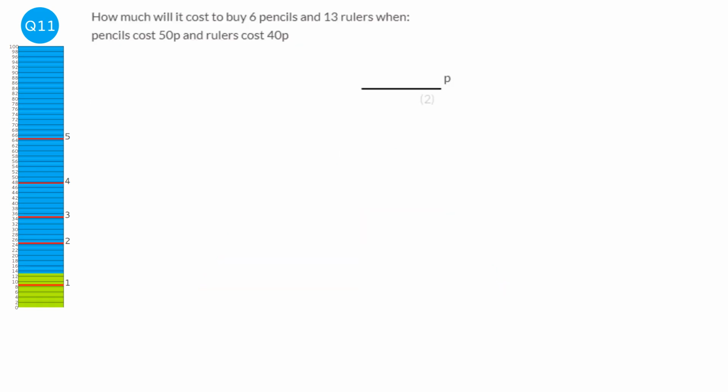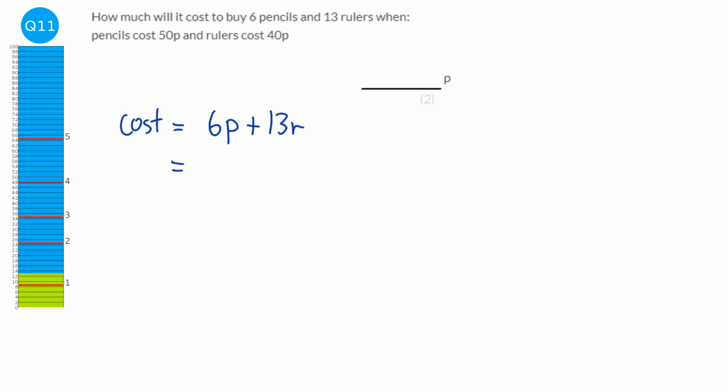We could write an expression for the cost of 6 pencils and 13 rulers. The cost will be 6, and then let's call the cost of a pencil P, plus 13R, and let's call the cost of a ruler R. And let's actually make this an equation. So cost is equal to that.